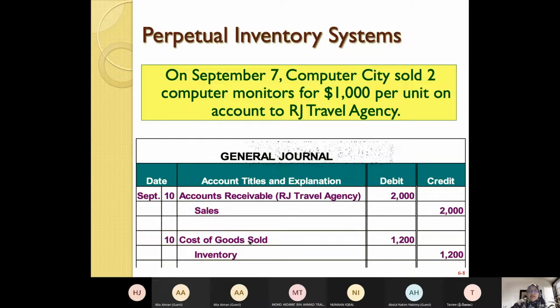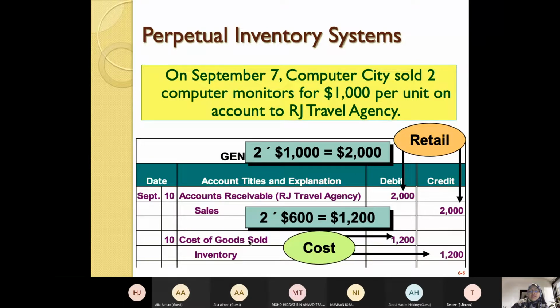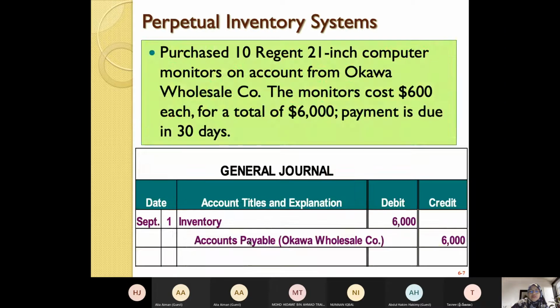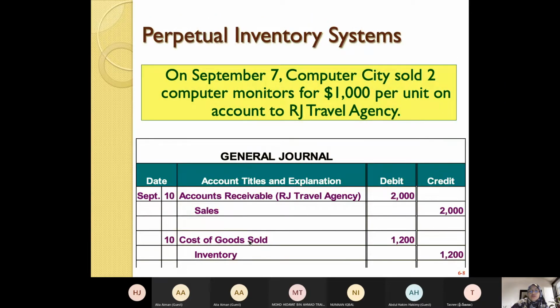And then when you sold, for example here on September 7, you sell 2 units of computer monitors for 1,000 per unit to RJ Travel Agency. When you make sales, you say that it's on account. Whenever it says on account, it means that you're going to receive that later. So what account are you going to open up? You're going to open up your accounts receivable. But remember that this accounts receivable is at the selling price. 2 units, each one is 1,000, so $2,000.